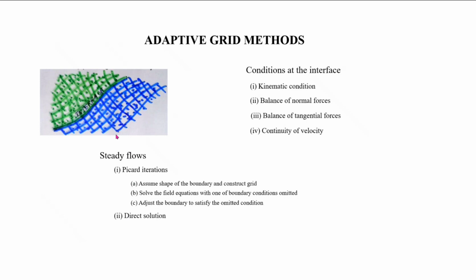We can formulate the same problem by parameterizing the grid, and then we have a direct solution for the flow equations and the position of the interface at the same time. In the case of unsteady flows, we use the kinematic condition to propagate the interface, and there are lots of details here. And of course, we have to have a dynamic grid because the interface moves, so we have to adjust the grid.